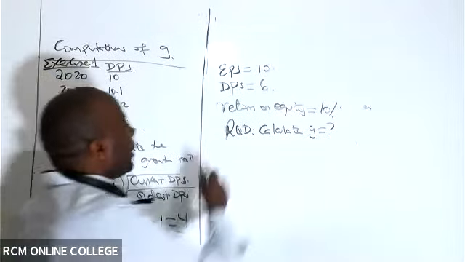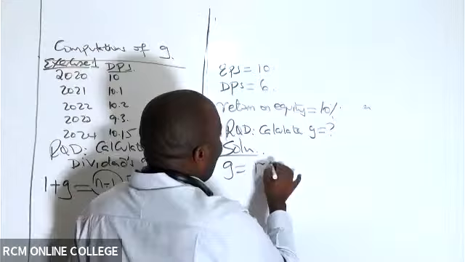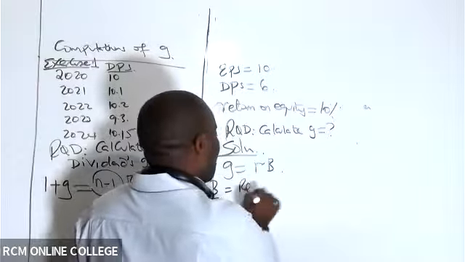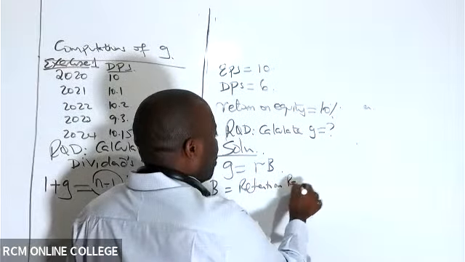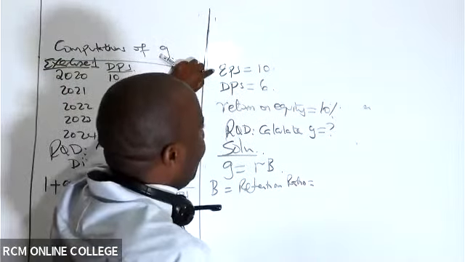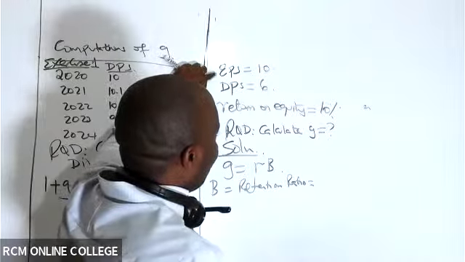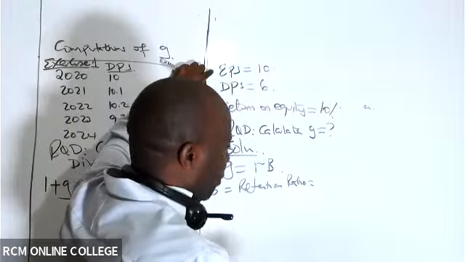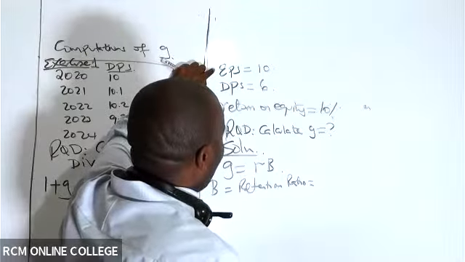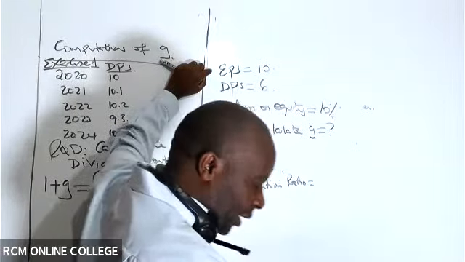So in my solution, my G will be equal to R times B, where B is the retention ratio. How do I get my retention ratio? We earned 10 and I paid 6. Retention is the same as savings. What we retain is what we save. So the company was earning 10 bob per share and paid out 6, so the savings is 4.